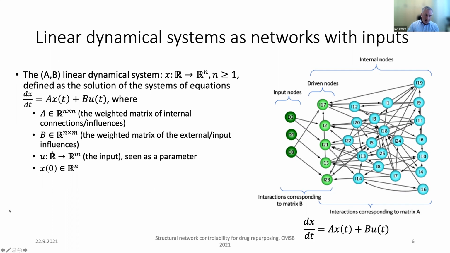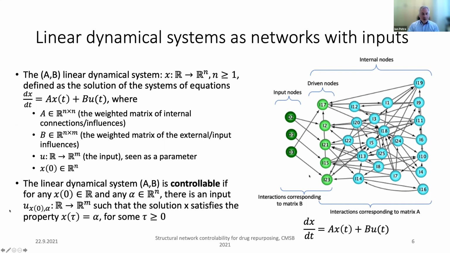Then you have this parameter, which is the input. So this is also a function defined on R, or if you like on R plus, if you think about this as being time dependent and taking values in R to power n. And then you have the initial conditions for your network.